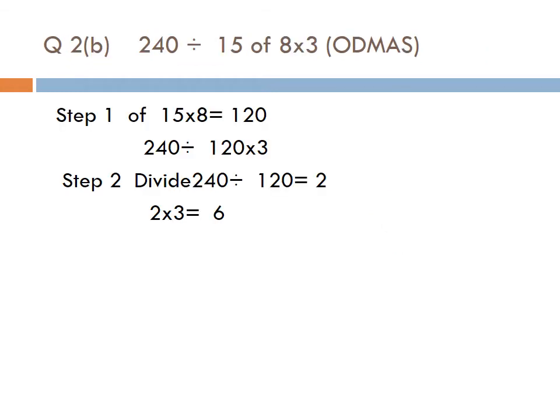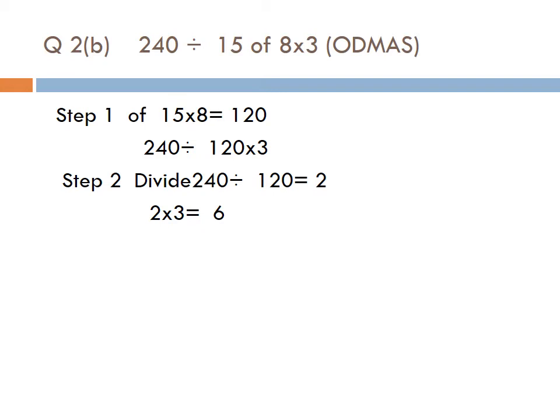Question number 2, B part. 240 divided by 15 of 8 multiplied by 3. Step 1, of. Of is written between two numbers, 15 and 8. 15 eights are 120. Now start writing the question.